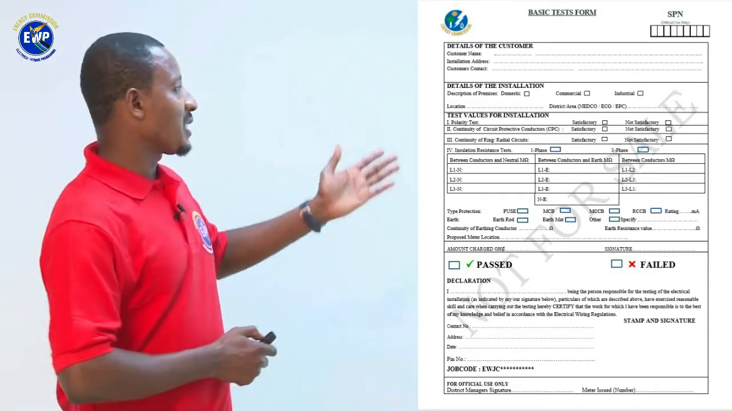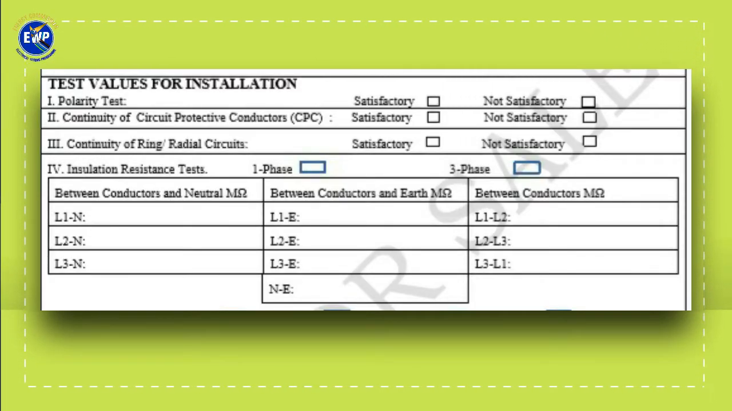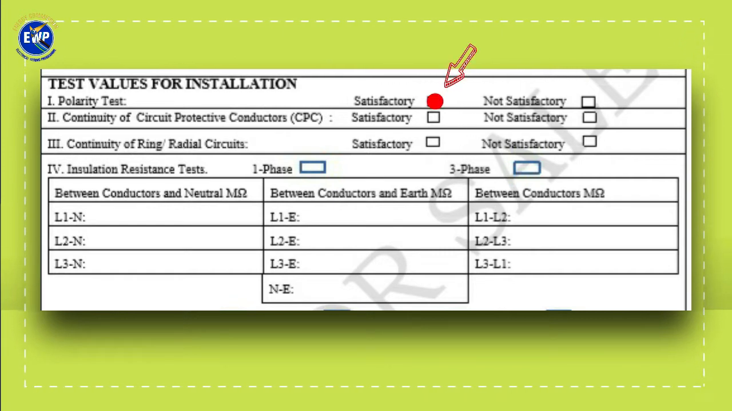There are a series of tests that need to be conducted on a completed electrical installation. Now, on the basic test form, such values are recorded under the test values for electrical installation. The series of tests include polarity tests, continuity tests, insulation resistance tests, and earth electrode resistance tests. With polarity, what you are required to do is to indicate whether the polarity is satisfactory or not. So if the polarity is satisfactory, you tick here, and if it is not, you tick accordingly.